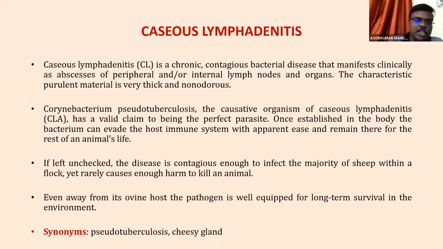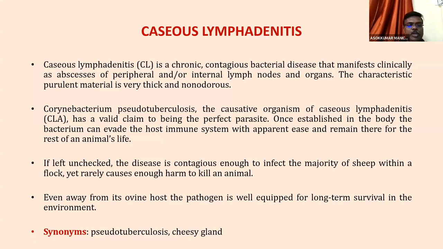Caseous lymphadenitis, which also has a significant impact, affecting the skin. It is a chronic contagious bacterial disease that manifests clinically as abscesses of peripheral and/or internal lymph nodes and organs. The characteristic purulent material is very thick and non-odorous. So you can't detect any odor, but it will be of very thick nature.